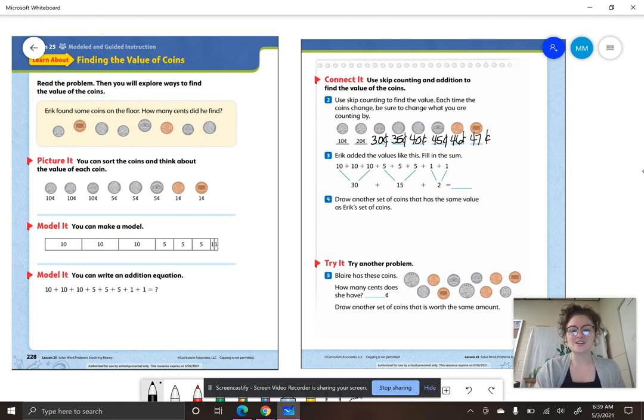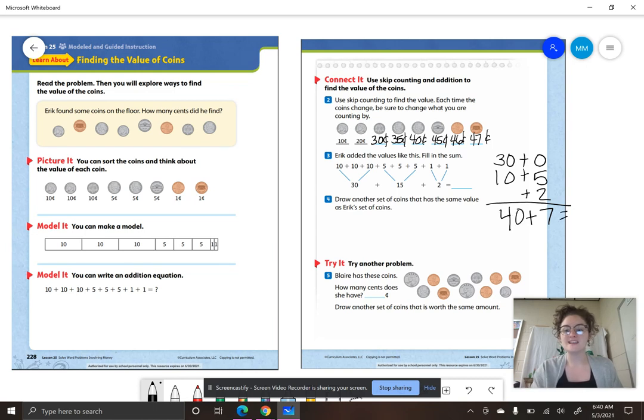So let's look at 30. I'm going to write 30 plus 0. I'm going to show how to solve this in a different way. 15 is 10 plus 5, and 2 cents. All right, so I'm going to add my ones. 5 plus 2 ones is 7 ones. 30 plus 10 is 40. 40 plus 7 is 47 cents. All right. So there are multiple ways to solve this problem.